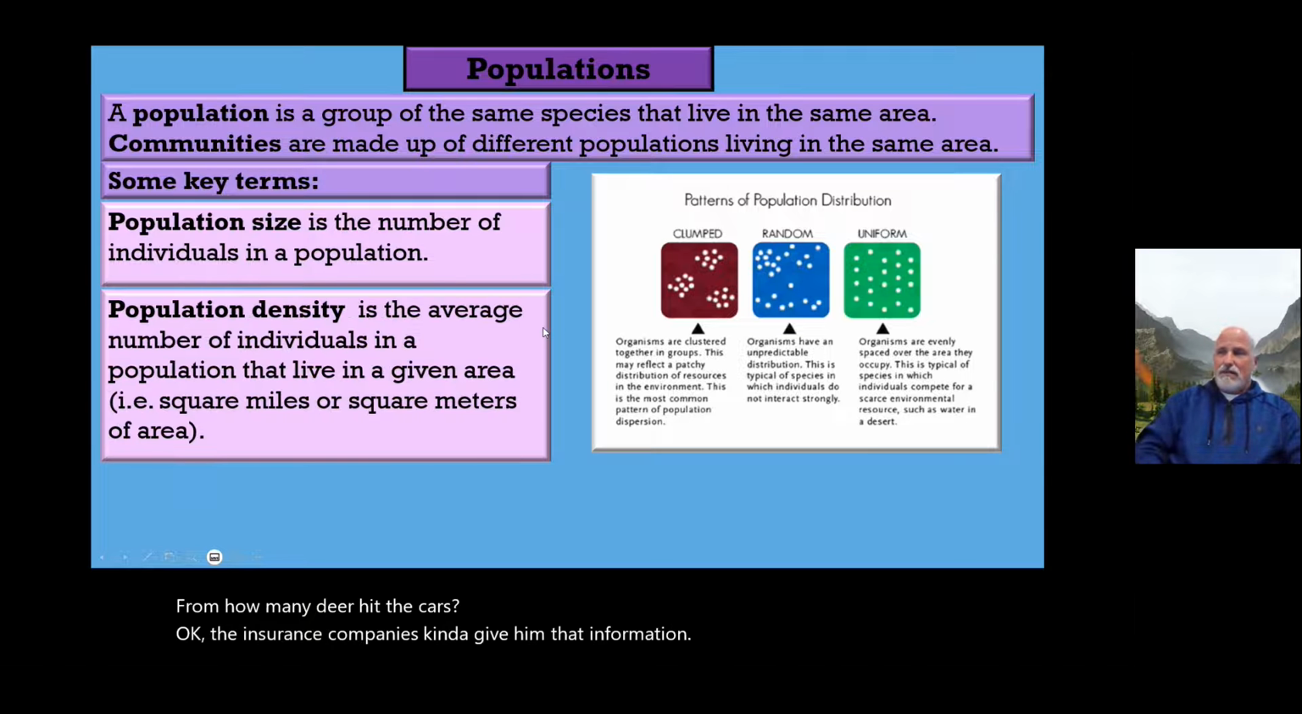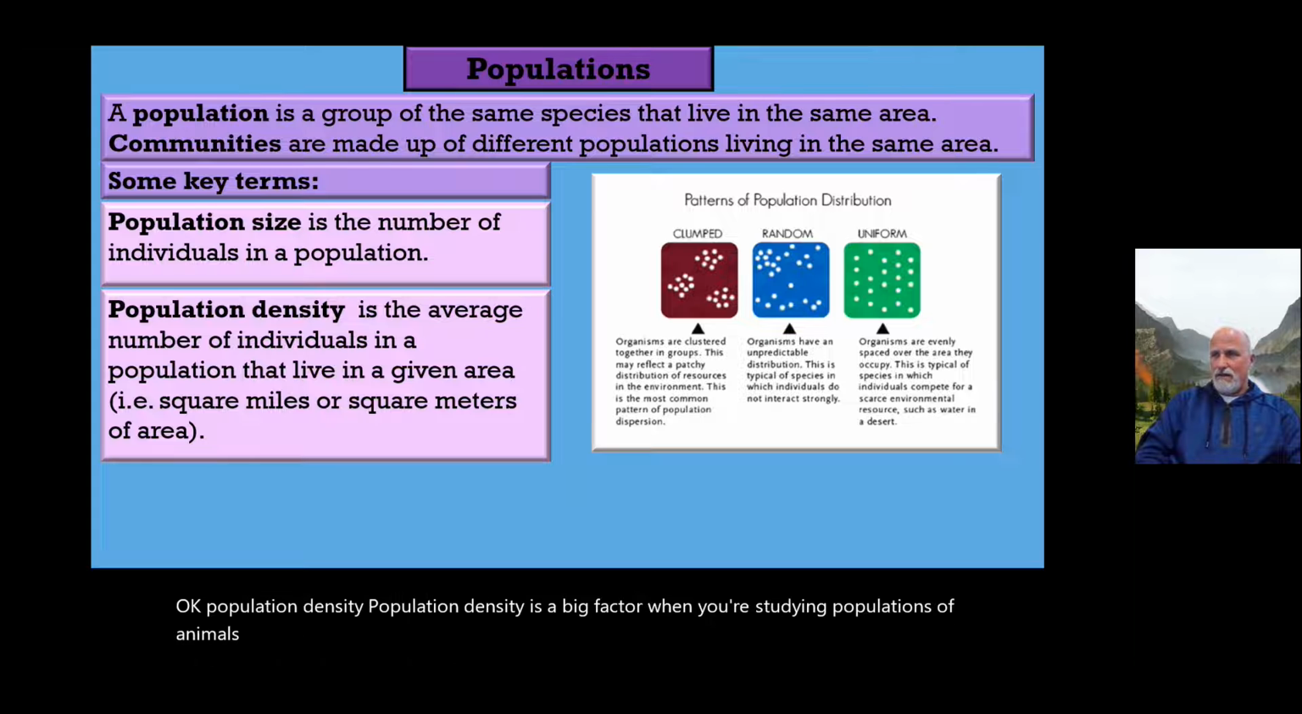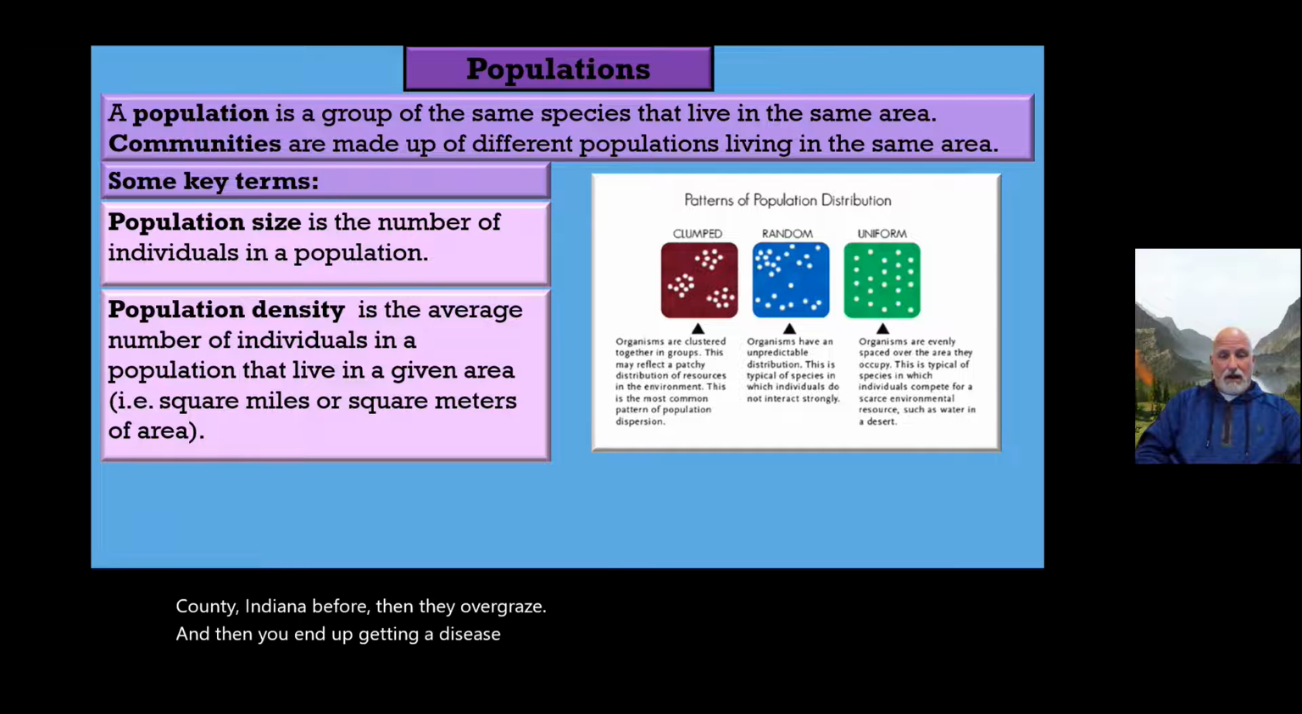Okay, population density. Population density is a big factor when you're studying populations of animals in an area. If you get too heavy of a population density, they can somewhat decimate an area. Like if you have way too many deer in an area, which we've had down in Brown County, Indiana before, then they overgraze, and then you end up getting disease and things occurring within the populations, so that all of a sudden you can have a sudden die off of a bunch of them because they got too dense.